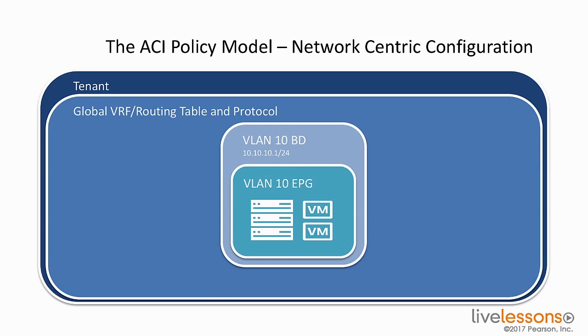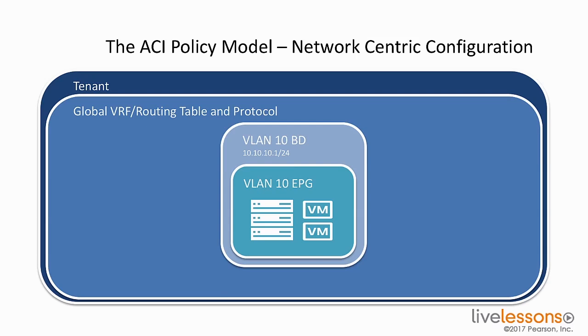Now, how do we do that? Well, first thing we have to do is create a tenant. This tenant could be our production tenant, and every tenant requires a context or a VRF, so we create one of those. And then we start creating our VLANs. In order to do that, we create a bridge domain, and under the bridge domain, we create a subnet and a default gateway for VLAN 10.